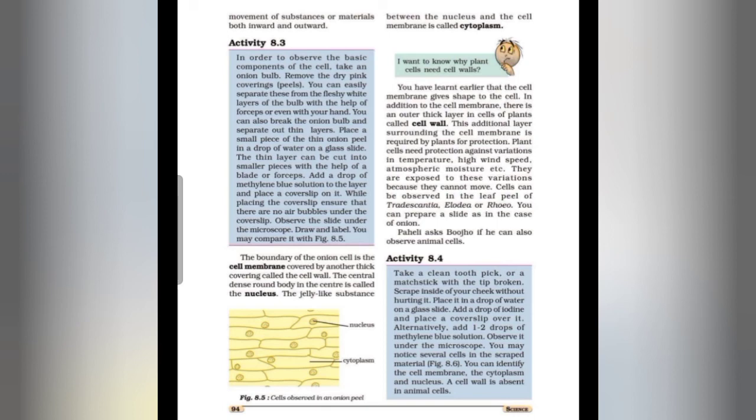Add a drop of iodine and place a cover slip on it. Alternatively, add 1-2 drops of methylene blue solution. Observe it under the microscope. You may notice several cells in the scraped material, as given in figure 8.6, and you can identify the cell membrane, the cytoplasm and the nucleus. A cell wall is absent in animal cells.